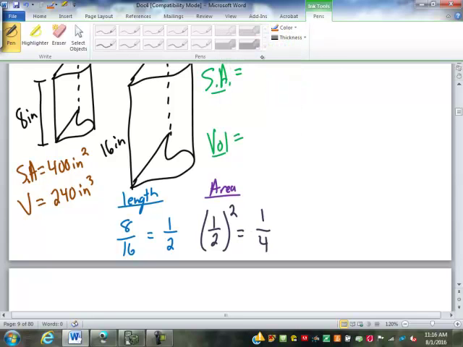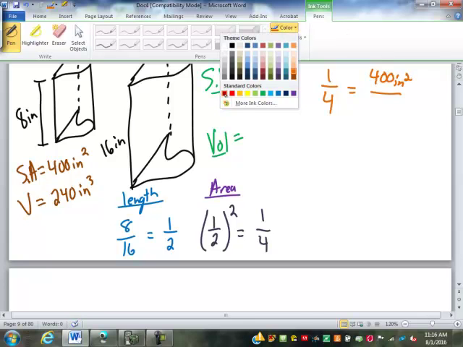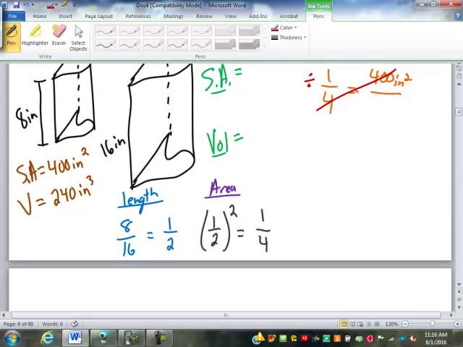So to find our surface area, we use that 1 to 4 ratio, along with the surface area of 400 square inches. We cross multiply and divide to get 1,600 square inches of surface area. How many of you had that?